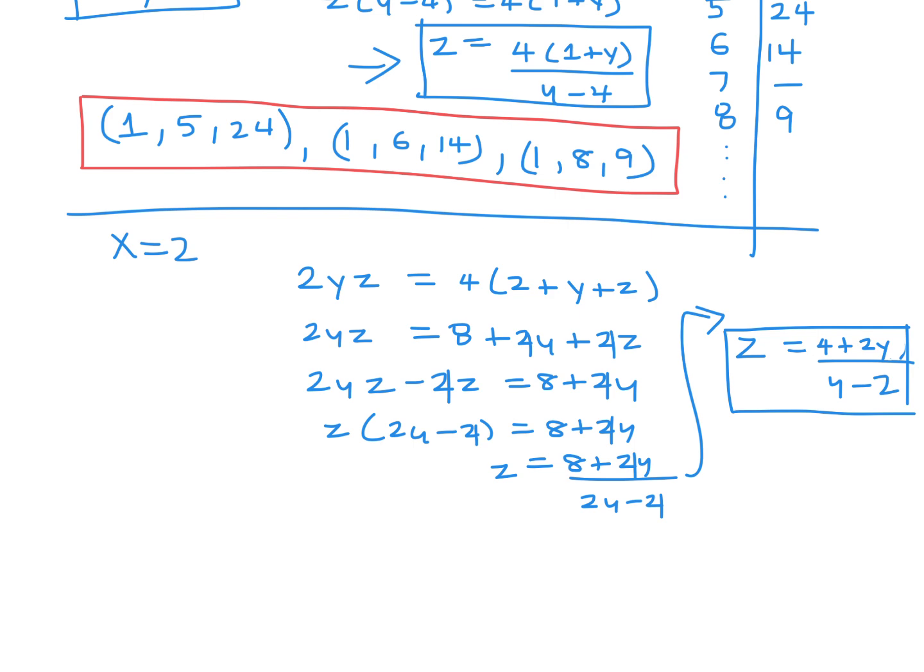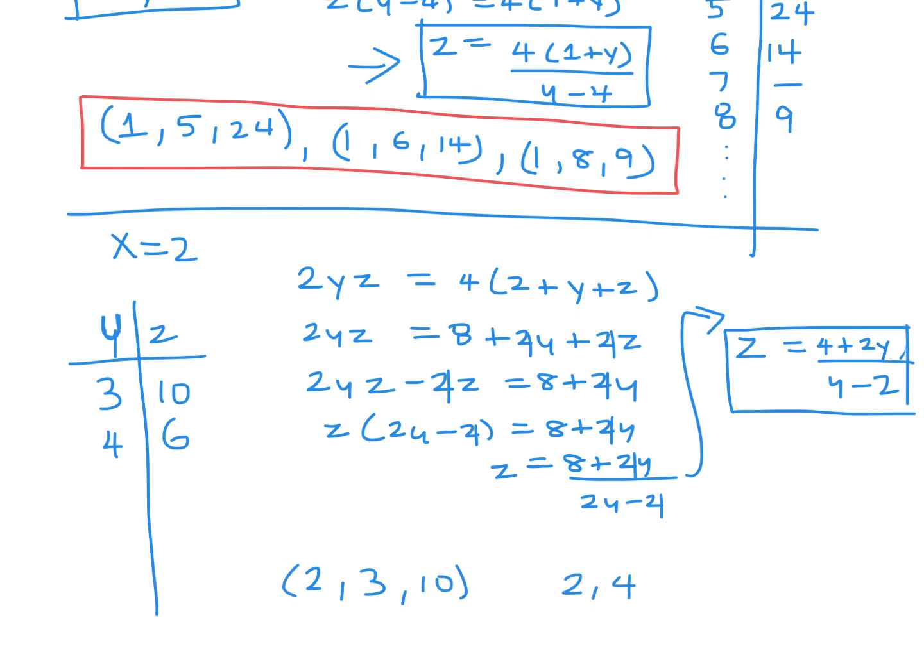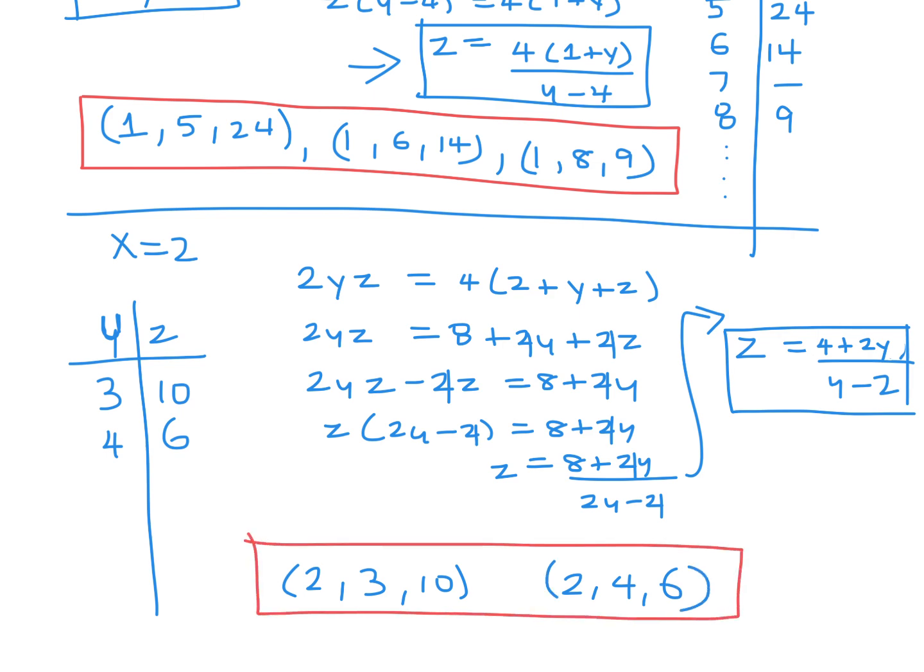We have to now fiddle around with this and make a y and z table. And see, again, we have to abide by the rules that they've got to be both integers, and they have to be both positive. So same thing, when you fiddle around with this, you'll get 3 and 10 and 4 and 6. So that gives me two more triples. We got 2, 3, and 10, and 2, 4, and 6. So that basically gives 2 more. And then you'll see that that exhausts all the possibilities.